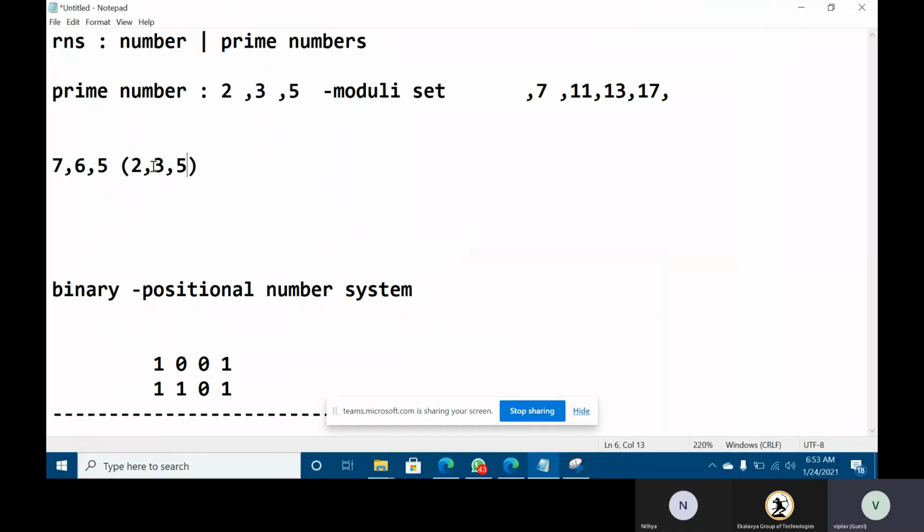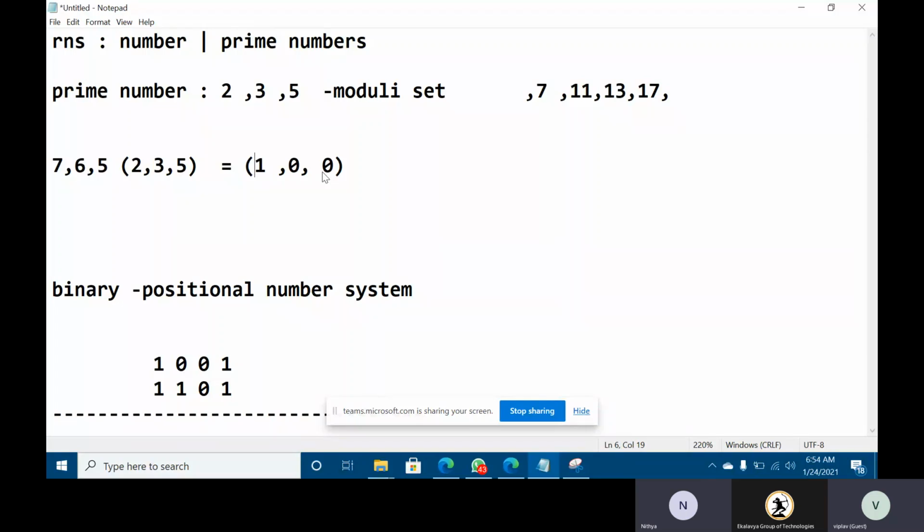So now how will it be done? 765 divided by 2, what will be the remainder? The remainder is 1. Then 765 divided by 3, what will be the remainder? 0. Then 765 divided by 5, what will be the remainder? 0. So this is the output of our residue number system.